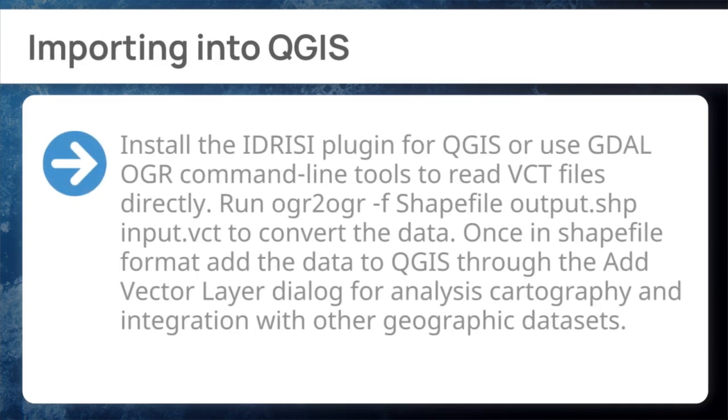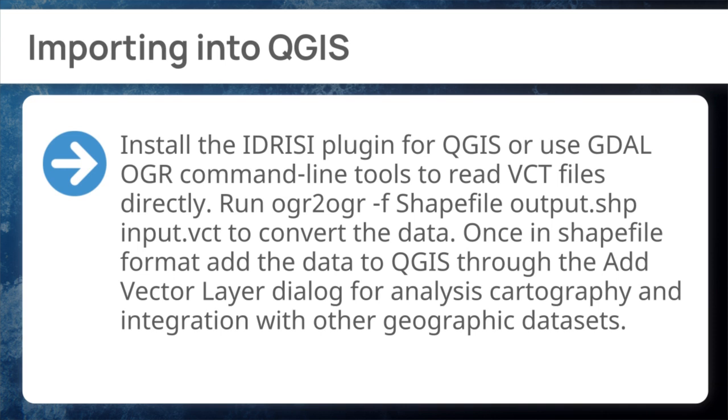Finally, importing into QGIS. Install the IDRISI plugin for QGIS or use GDAL OGR command line tools to read VCT files directly. Run ogr2ogr -f "ESRI Shapefile" output.shp input.vct to convert the data. Once in shapefile format, add the data to QGIS through the Add Vector Layer dialog for analysis, cartography, and integration with other geographic datasets.